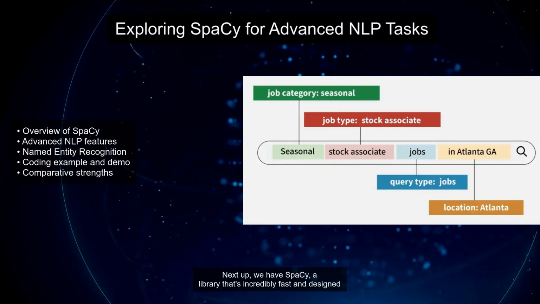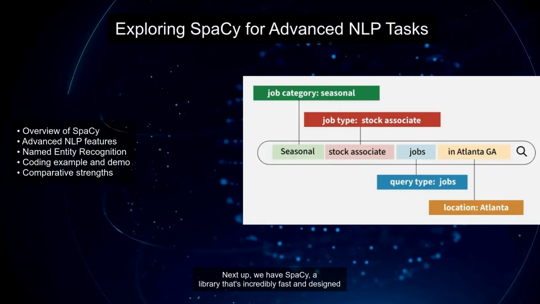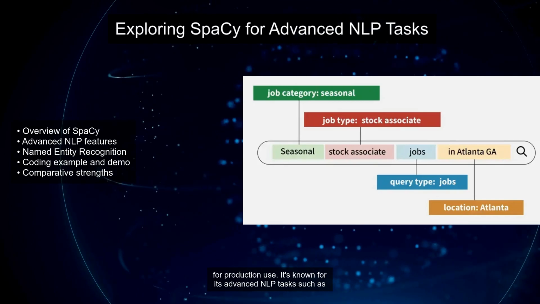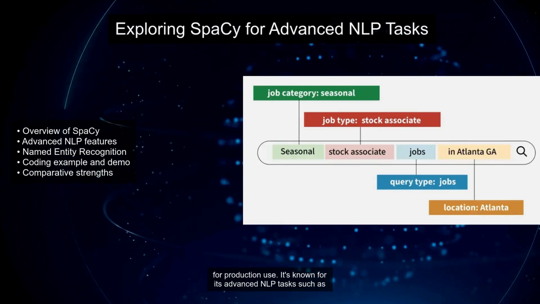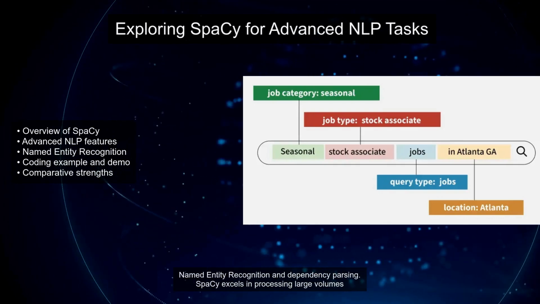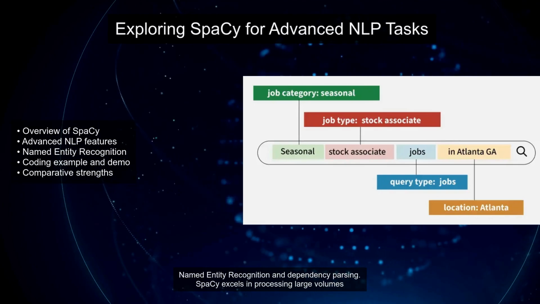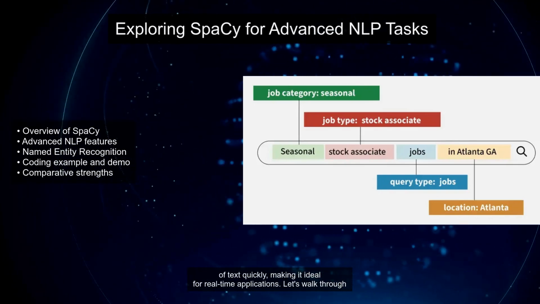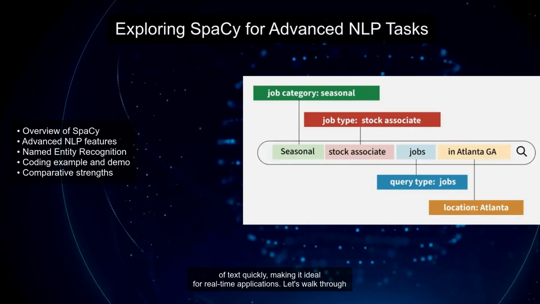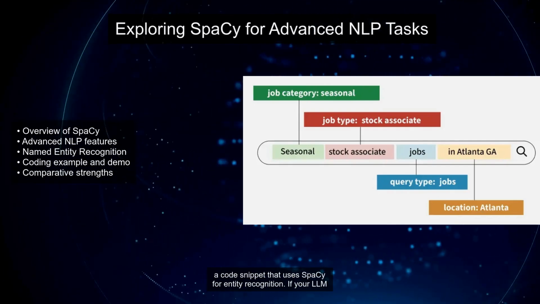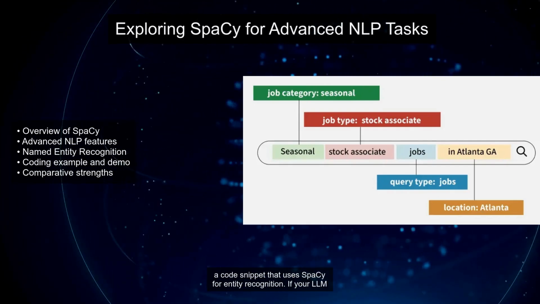Next up, we have SpaCy, a library that's incredibly fast and designed for production use. It's known for its advanced NLP tasks such as named entity recognition and dependency parsing. SpaCy excels in processing large volumes of text quickly, making it ideal for real-time applications. Let's walk through a code snippet that uses SpaCy for entity recognition.